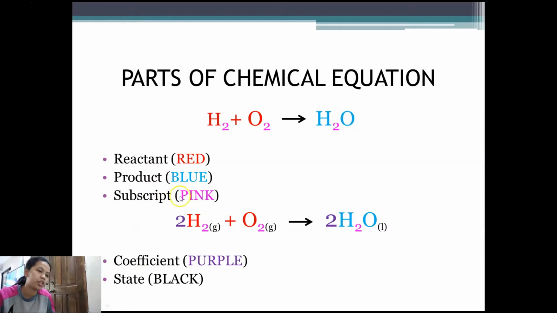Next are the subscripts. They are the numbers here in pink. So subscripts tell us the number of atoms of each element. So here we have hydrogen, it has 2 atoms, oxygen with 2 atoms as well.